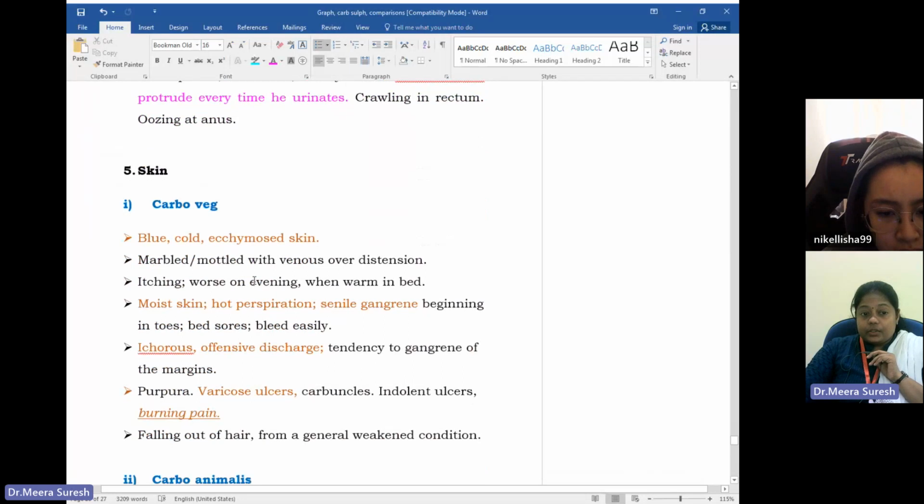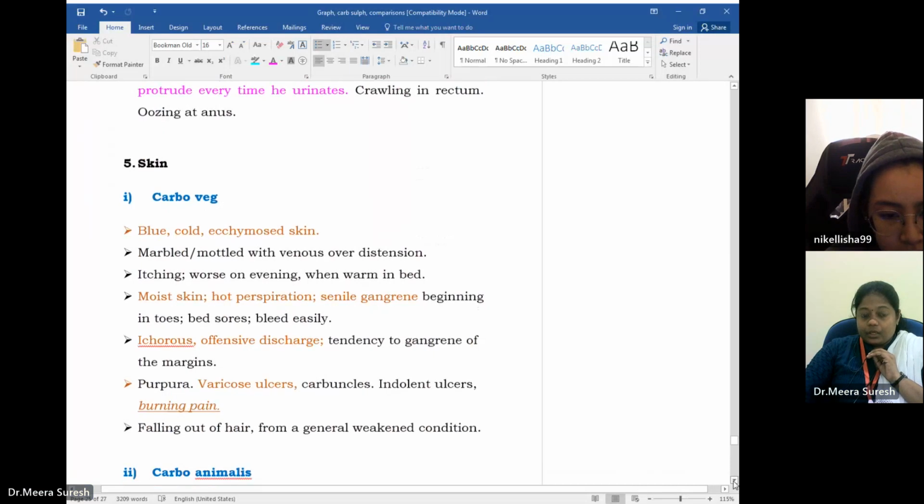Then in case of skin of Carbo vegetabilis, the blue skin, cyanotic skin, hot perspiration. I don't know why they put hot perspiration because it is usually cold sweat in the collapse condition, or maybe it is before the collapse condition. Some of the patients have hot perspiration. I don't know. Maybe not the collapse condition they're meaning, but there is senile gangrene and ichorous offensive discharge, which is going towards the malignant condition. The varicose also with burning pain.